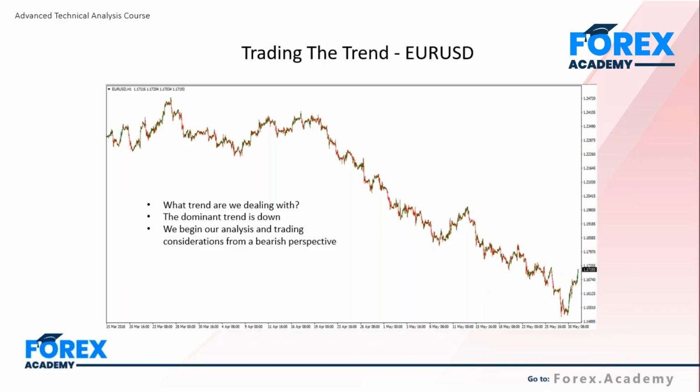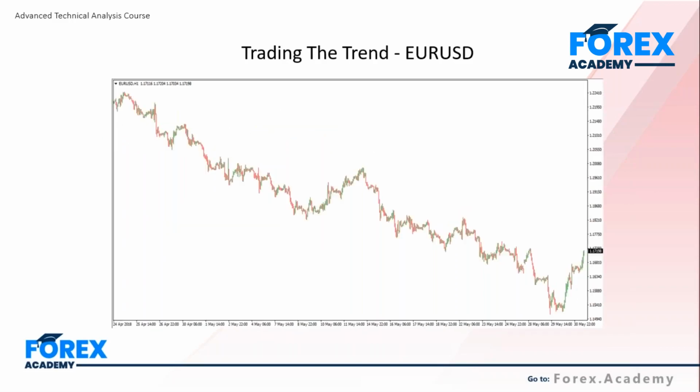We can state it another way. Establish your directional bias. That will be a function of what you observe from trend. And you need to establish that directional bias because it will dictate the trading direction you will take on board. Therefore, we will start off our discussion by approaching this market looking for selling opportunities.